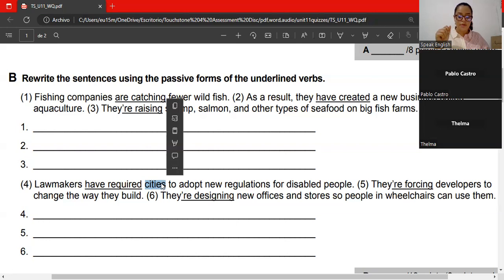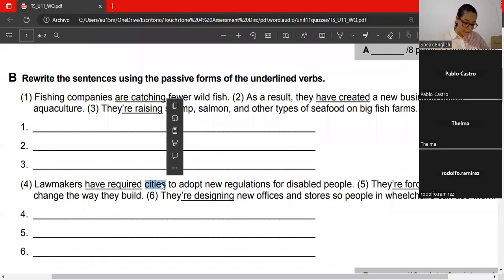Se me fue Rodolfo, ok. Pero primero, the developers have been forced. Recuerde que después del object tiene que ir la estructura que aprendimos hoy. Okay, yeah. So, the developers have been forced to change the way to build, forced by them. To build.